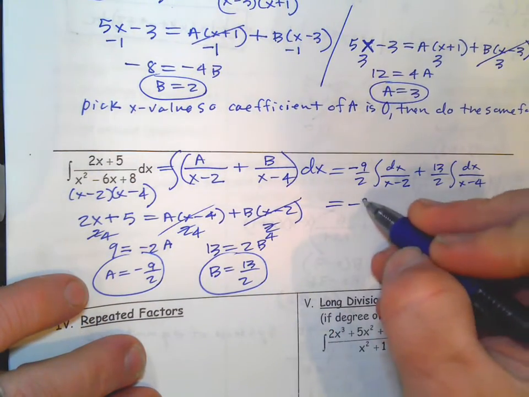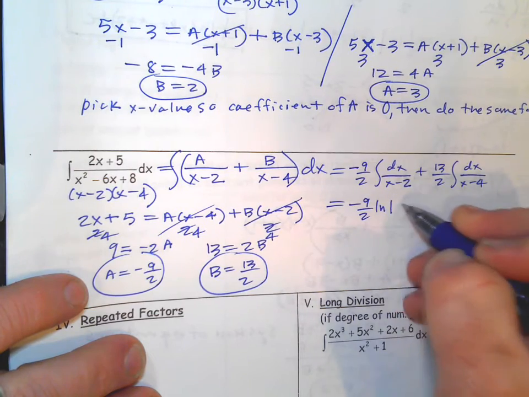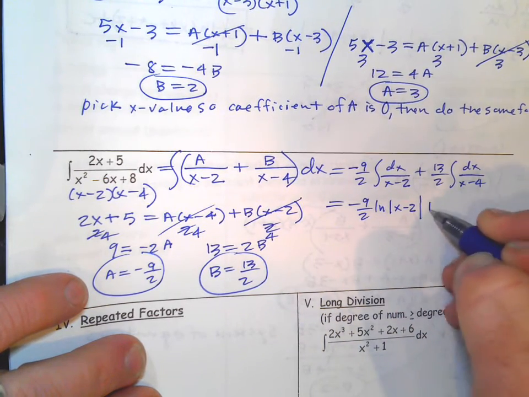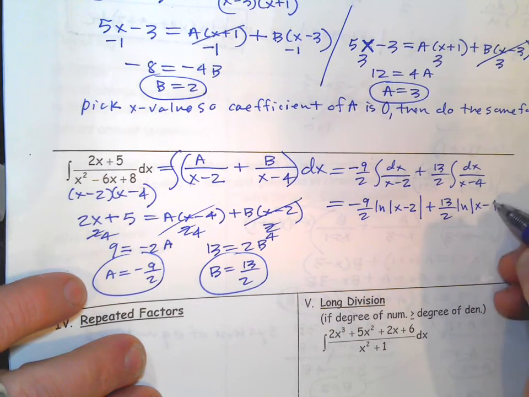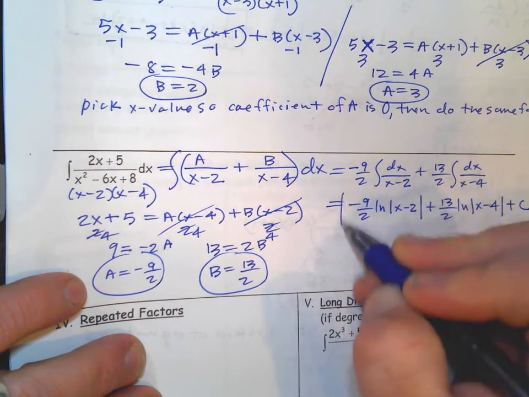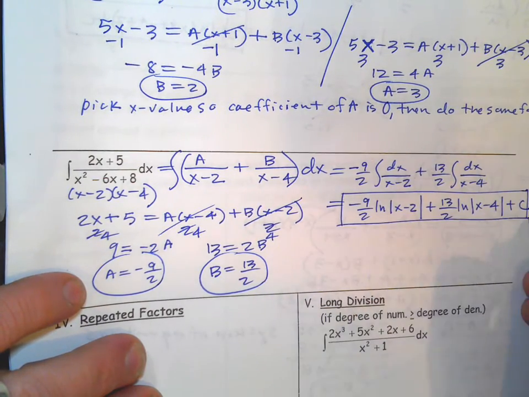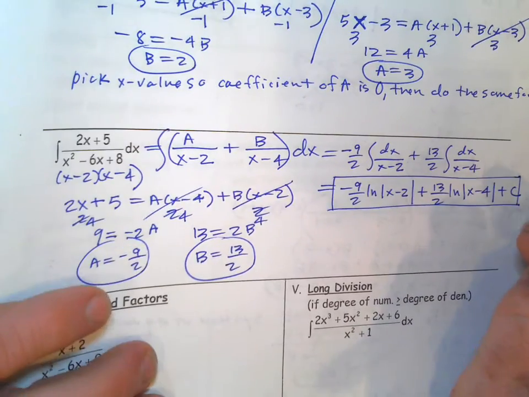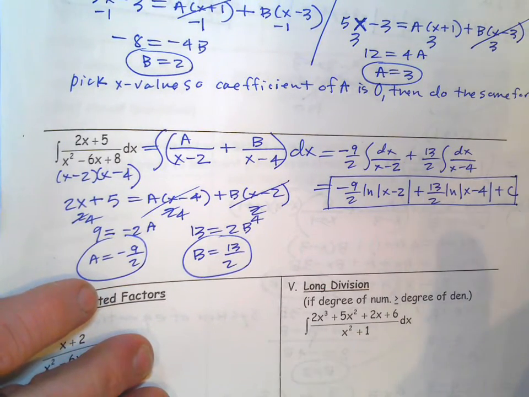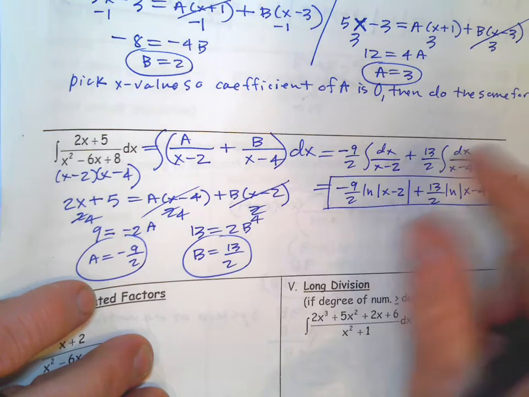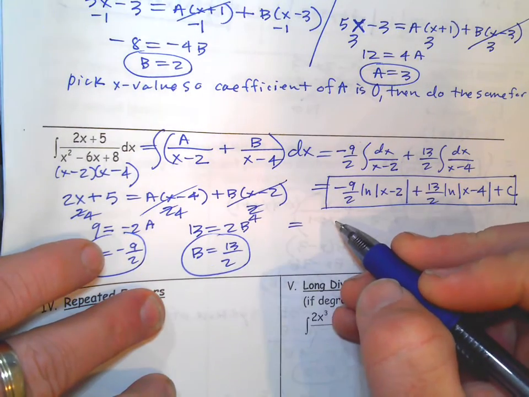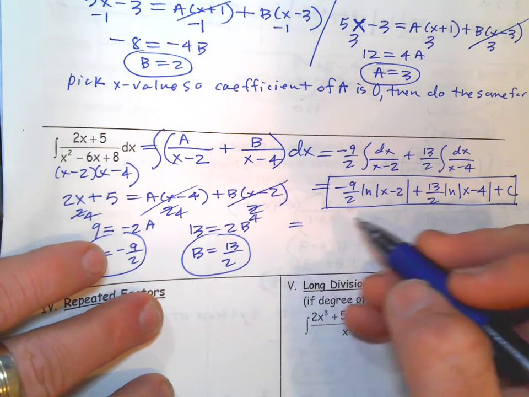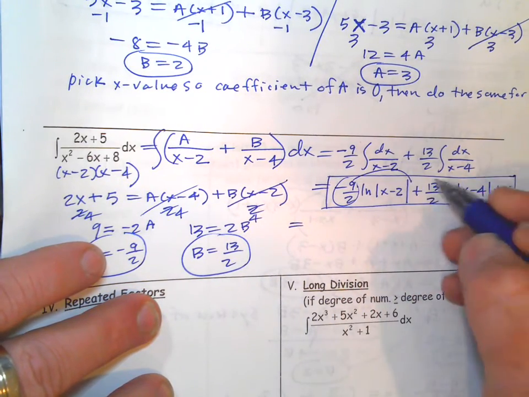So now we're going to integrate: -9 halves, natural log the absolute value of x minus 2, absolute values, plus 13 halves, natural log the absolute value of x minus 4, absolute values, plus c. Now that's an answer, but I guarantee when you check your answers in the book, and often if you're picking answers from multiple choice problems, they're not going to look like this. They're going to combine them all up. So let's practice that. I'm requiring it for your guys' test. So what we do is bring these in as exponents, right?